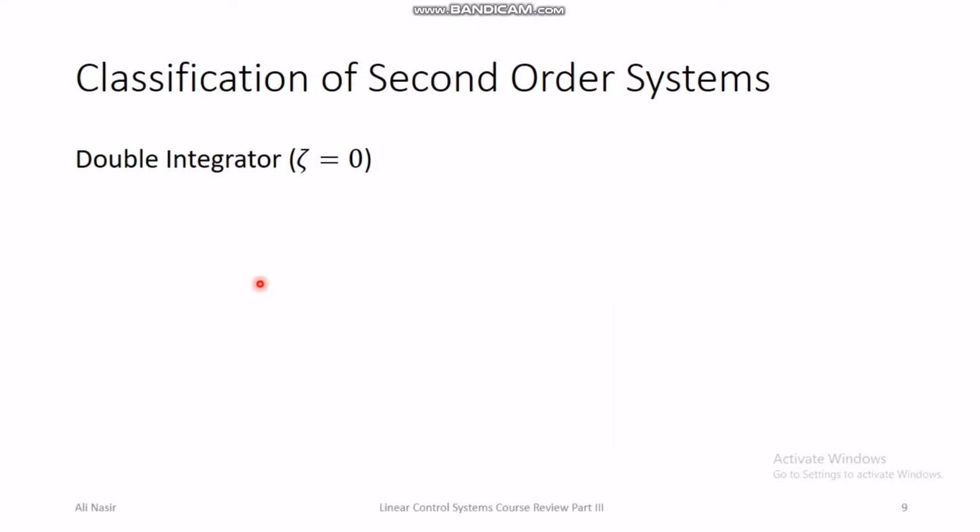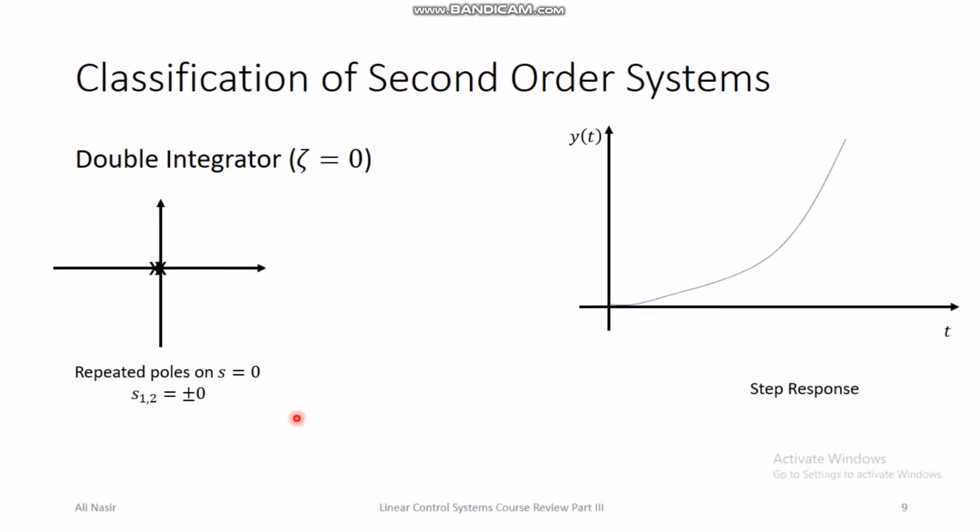Double integrator is another type where zeta is again equal to 0, but in this case omega n is also 0. When zeta and omega n are both 0, the second order system becomes a double integrator, where both poles are at the origin, S1,2 equals 0. So the response of this type of LTI system is unstable. This double integrator system is unstable. And you should also know from stability theory that whenever there is a repeated pole on the j omega axis, a linear system becomes unstable.